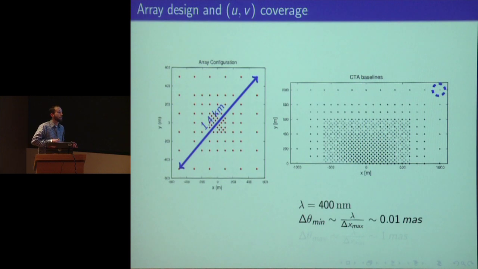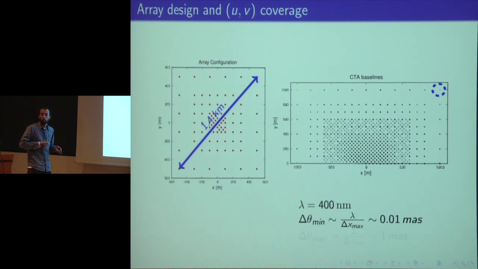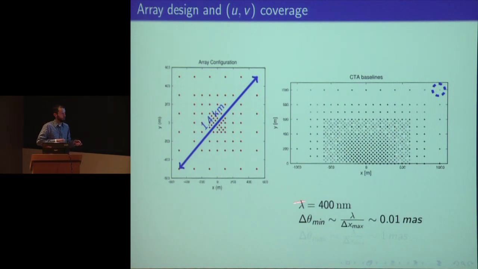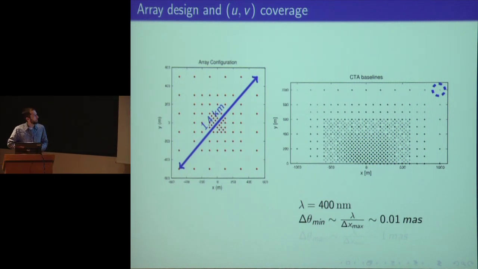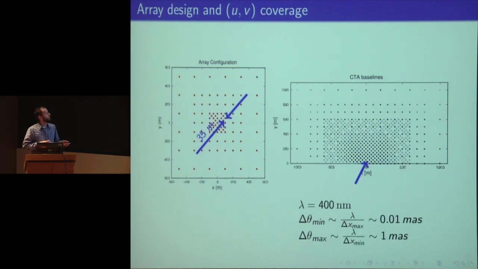And 1.4 kilometers sets the maximal angular resolution of your instrument, which is of the order of 0.01 milliarcseconds at short wavelengths. Now that is almost unheard of with current instruments. The smallest baselines of 35 meters set your field of view of the order of 1 milliarcsecond.